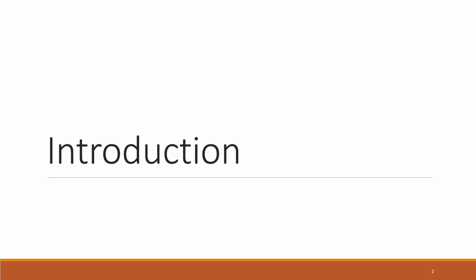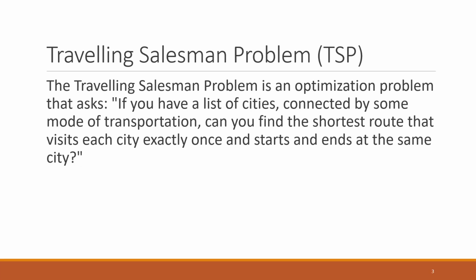So first I'll do a quick introduction. What is the traveling salesman problem? The traveling salesman problem, which I'll call TSP for short, is an optimization problem that asks, if you have a list of cities connected by some mode of transportation, can you find the shortest route that visits each city exactly once and starts and ends at the same city?